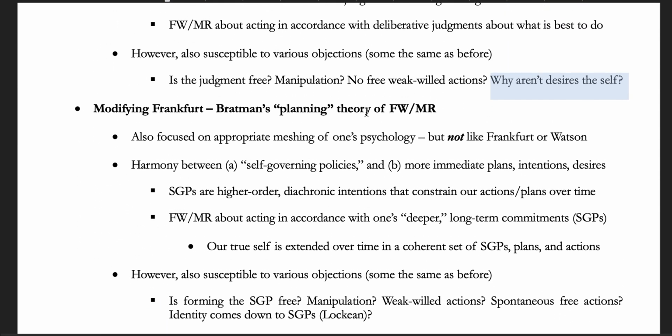Okay. Another guy named Michael Bratman has this planning theory of responsibility. So basically, in free will, what he thinks is important is not hierarchical alignment of desires, not structural meshing of the evaluative and the motivational system, but harmony between what he calls self-governing policies and more immediate plans and intentions and so on. Self-governing policies are these higher order intentions, not higher order desires, even though desires might be a part of that. Higher order diachronic, meaning across time or long term. There are these intentions to be a certain way over time.